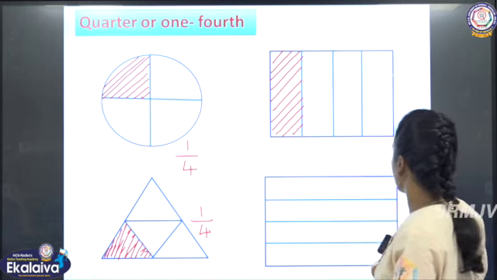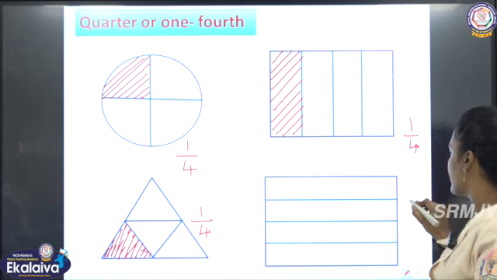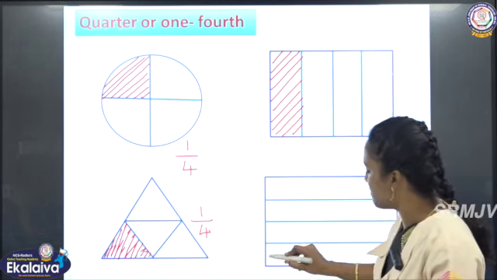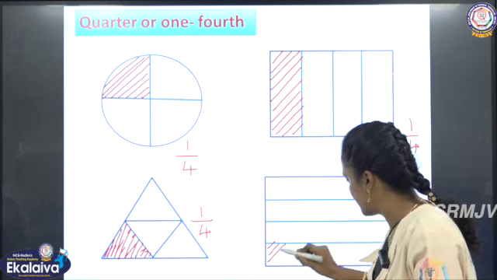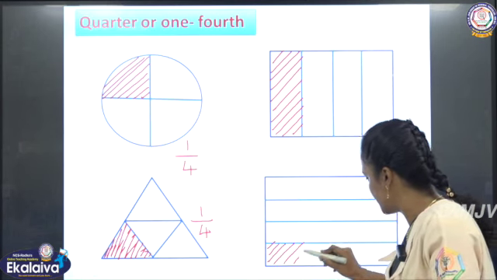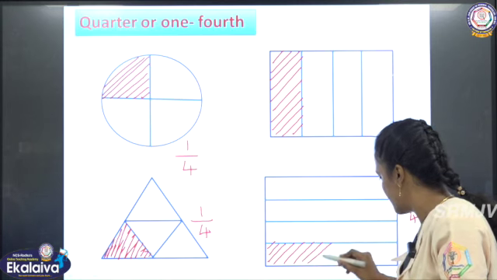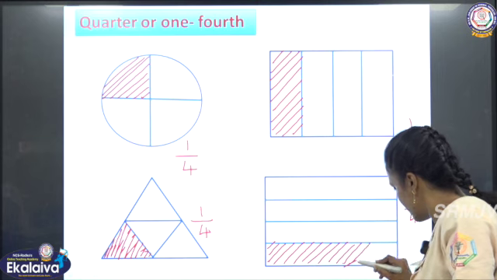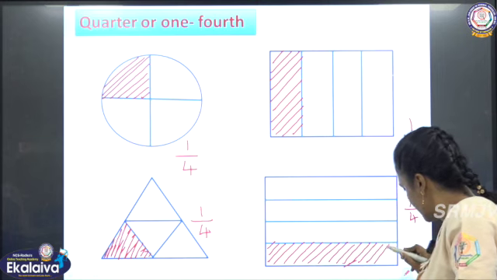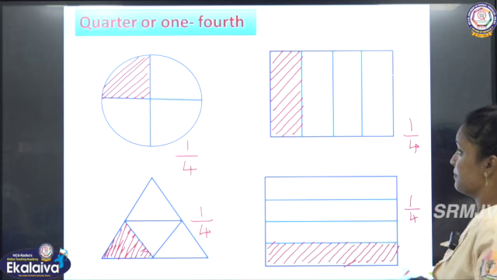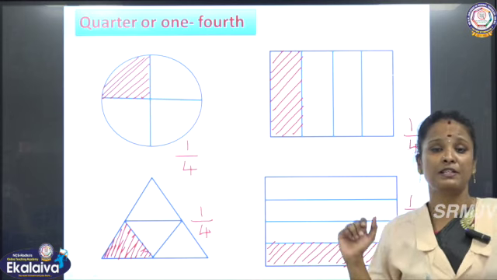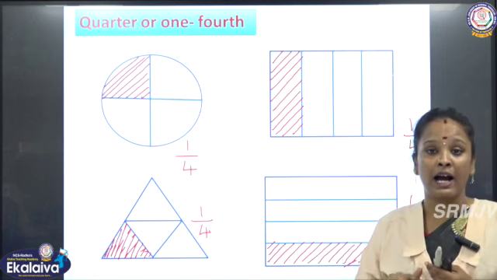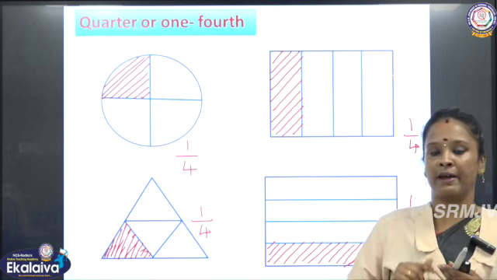For 1/4, only one part has to be shaded. It may be any part. So now we saw examples of 1/4 or quarter. So in fractions we have half, 1/3 and 1 by 4, quarter.